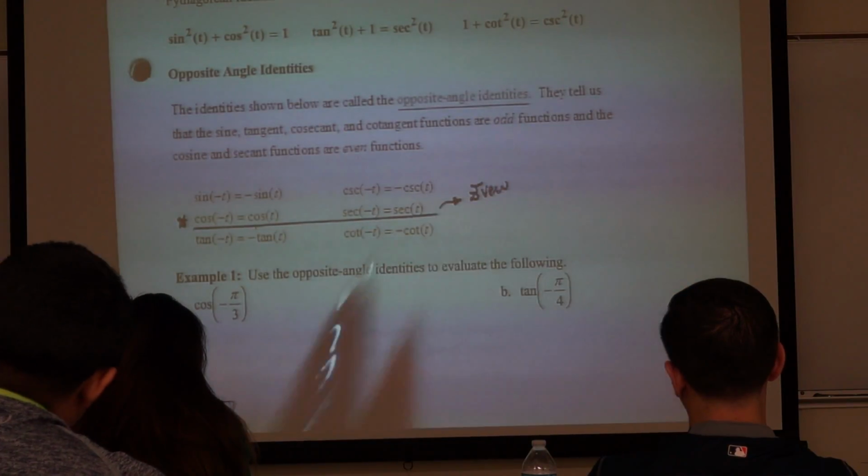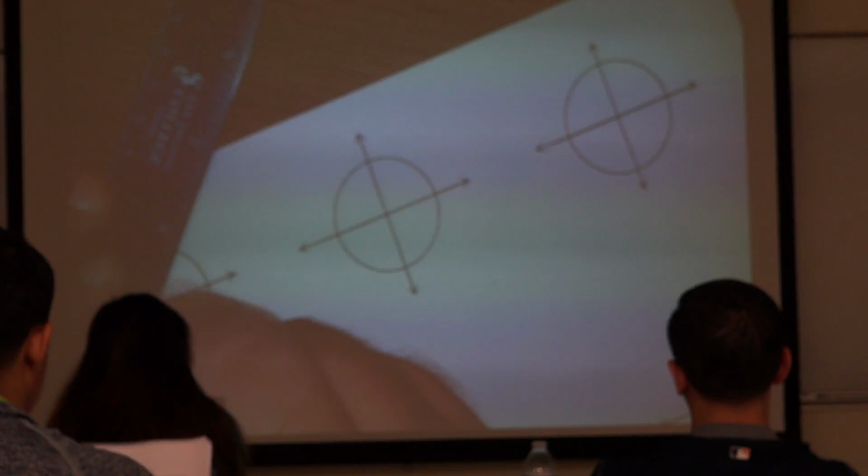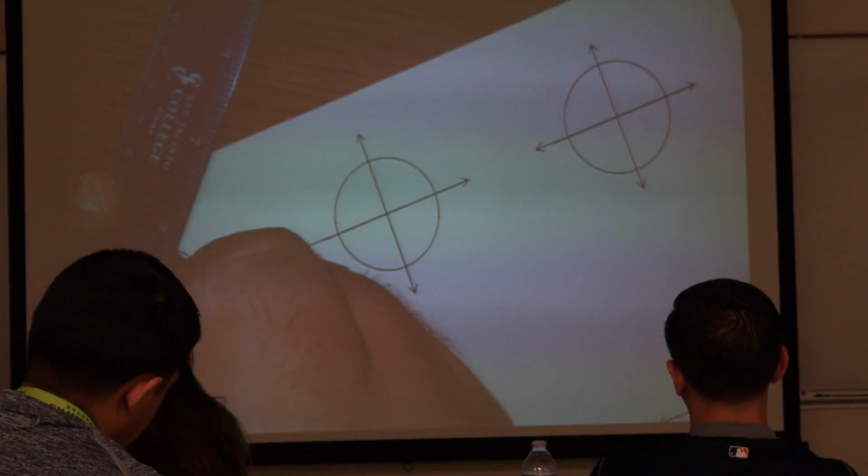And what does even mean? Replace x with negative x, nothing will happen. Okay, let me show you the cosine real quick for you to see why. So this is alpha. Let's say this is alpha.